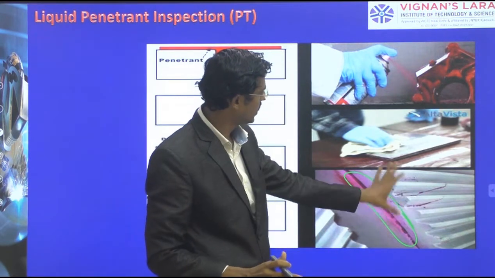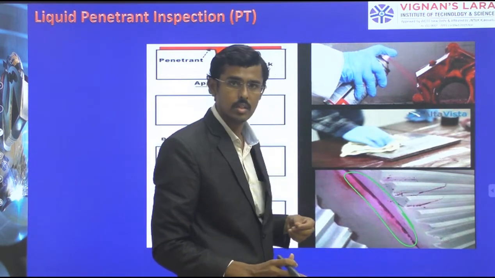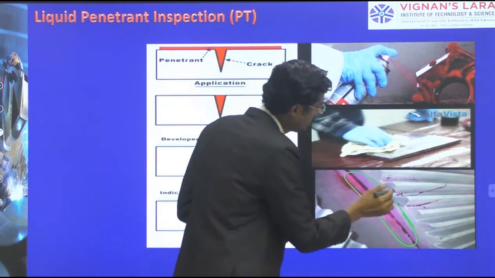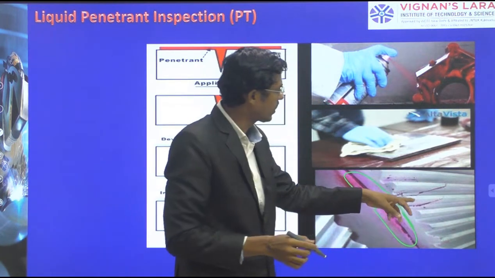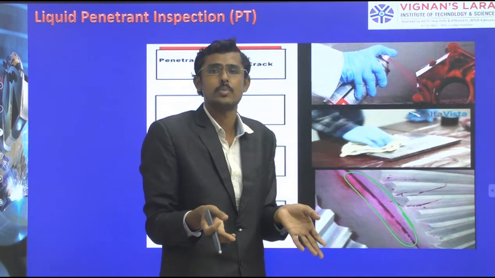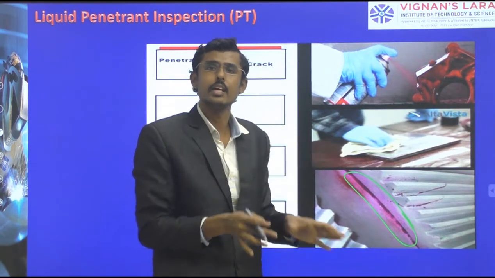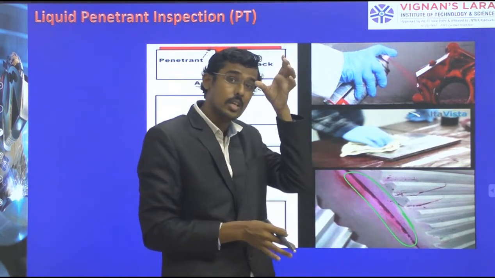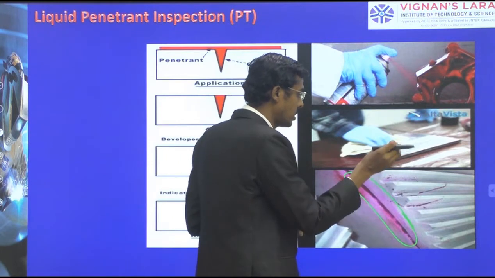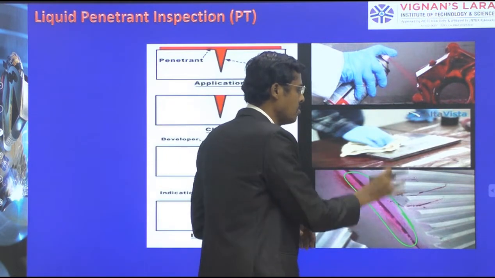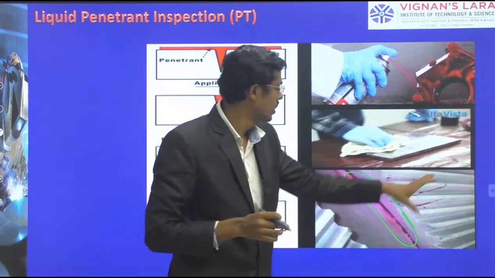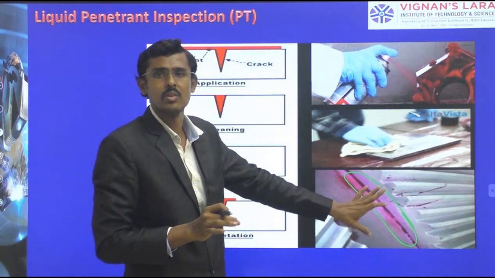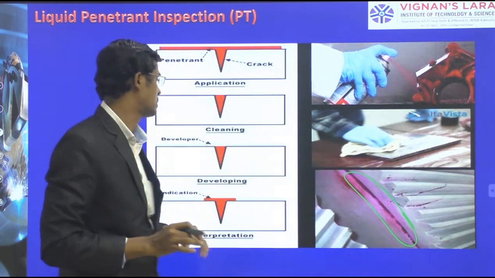After applying the white color developer, the penetrant is drawn outside by capillary action. Therefore, the red color dots are micro cracks, which are not visible in normal visual inspection, not visible to the naked eye. Therefore, we went to this dye penetrant inspection, where after applying penetrant, dwell time, and applying developer, dwell time, it is absorbed back. Therefore, the cracks are visible. Now we can go for repairing of these parts.